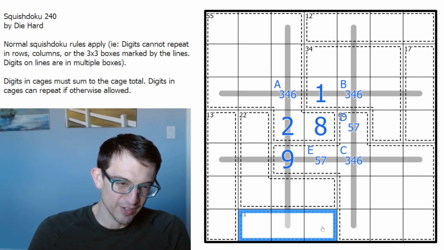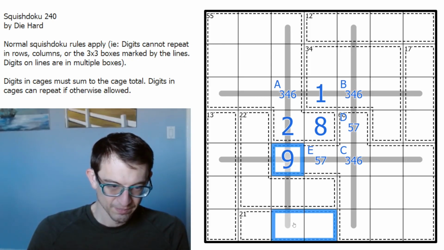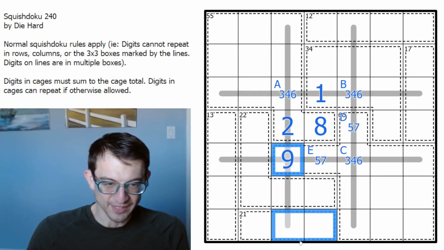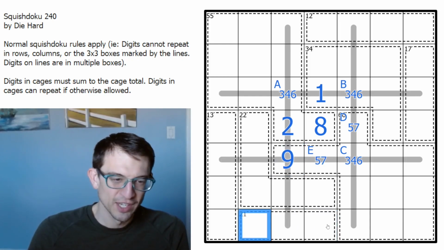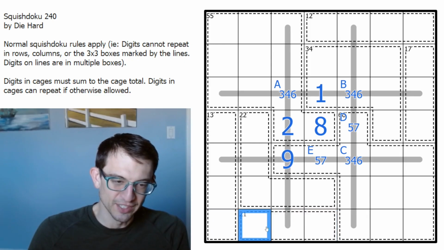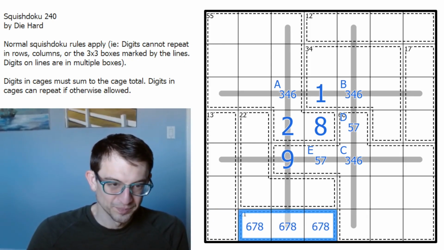What sees everything in the cage? There's only one number that sees everything in the cage, and that's this corner 9. This 9 sees these 2 from being in box 8, and it sees these 2 from being in box 7. So there's no 9 in this 21 cage. And these 3 all see each other. So these have to be a 6, 7, 8 triple.